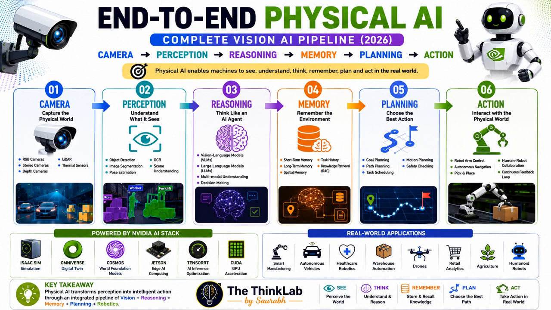So the AI would keep forgetting everything. Memory allows the AI to remember previous information. Short-term memory stores the current conversation or recent observations. Long-term memory stores the knowledge collected over time. Spatial memory remembers the maps, rooms, and object locations, right? And there is also task memory, which records what has already been completed.